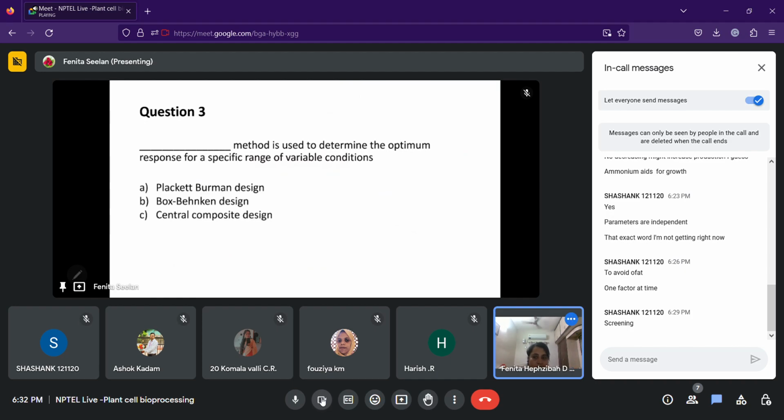Okay. So this method is used to determine the optimum response for a specific range of variable conditions.